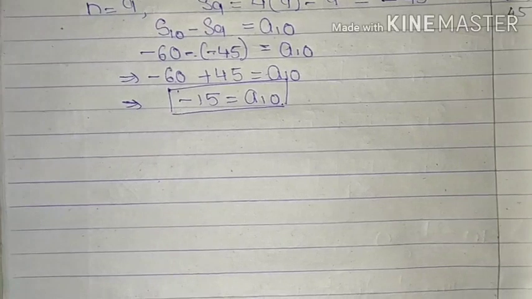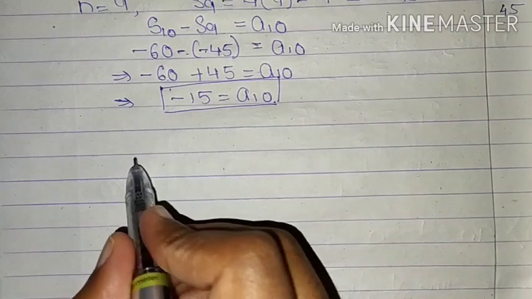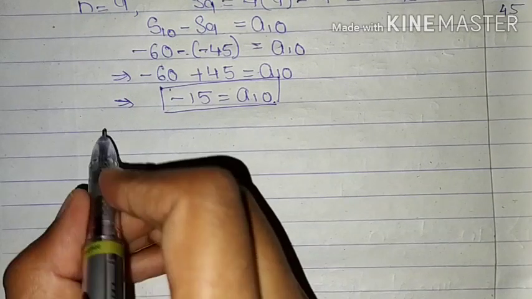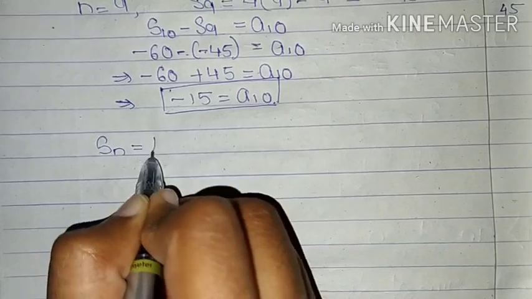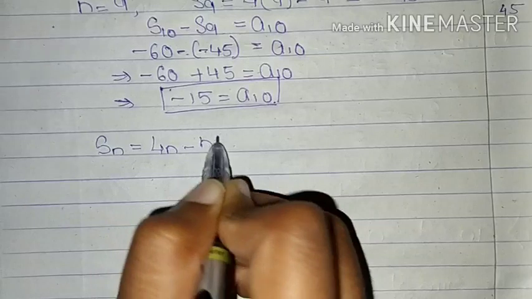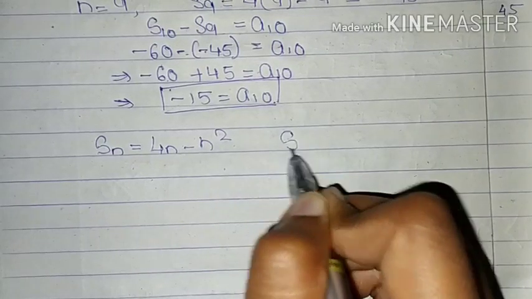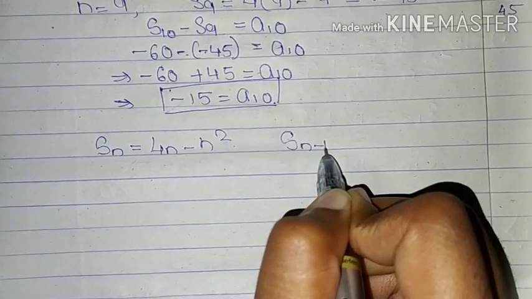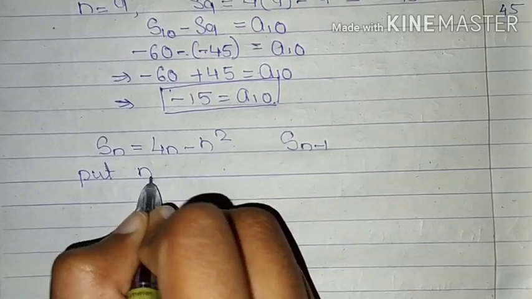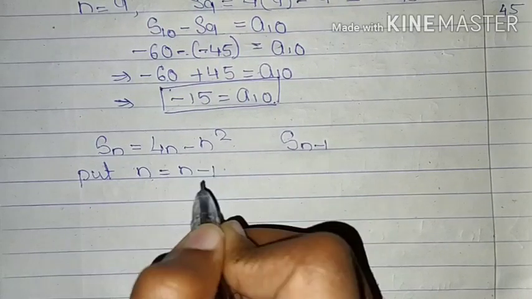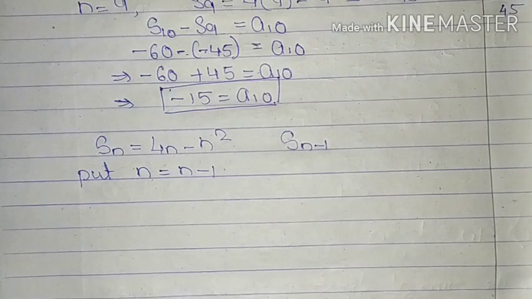So now lastly we have to find the value of An. To find the value of An, we need values of Sn. We know Sn is equal to 4n minus n square. We have to find the value of Sn minus 1. So put n is equal to n minus 1. That's what we have been doing, right? To find the sums, we are just assigning numbers to n.